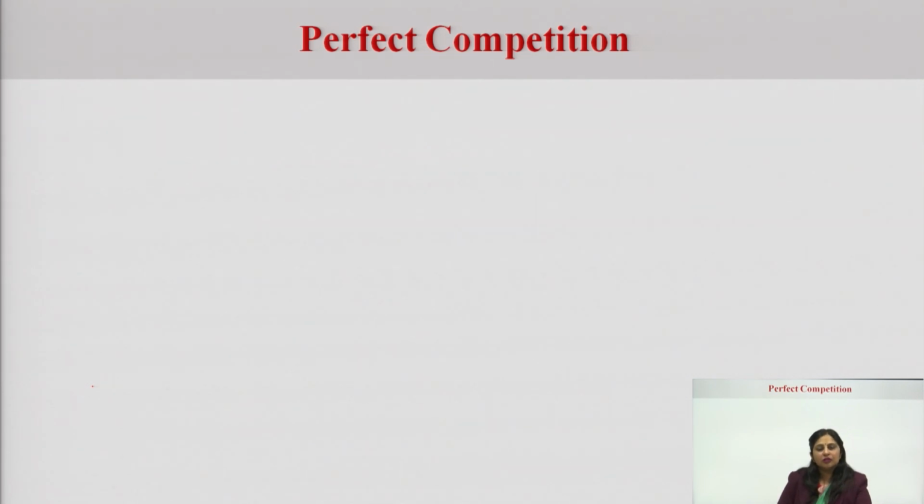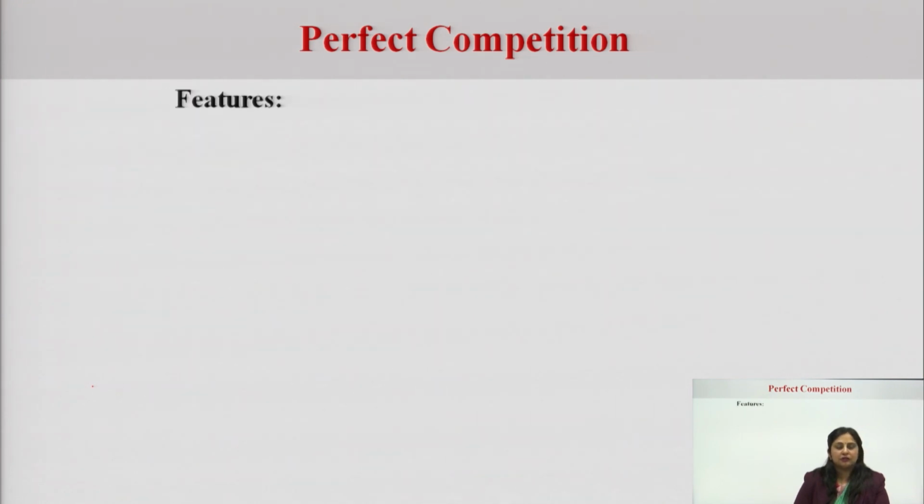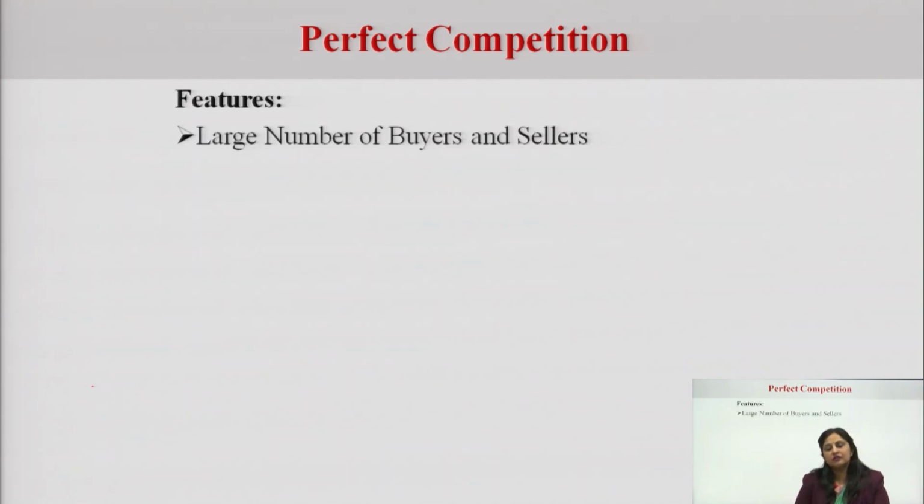It means the products of all the sellers are close or perfect substitutes of each other, that they resemble in every sense, there is no differentiation. That is why we are saying it is a homogeneous product. So, as for the features, as we said, there are a large number of buyers and sellers. The product is homogeneous, meaning it is not differentiated. The products of all the sellers are perfect substitutes of each other.